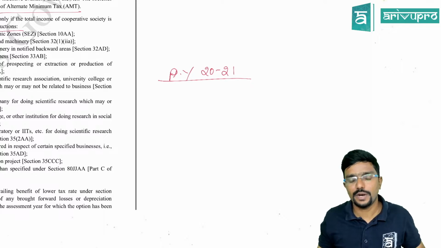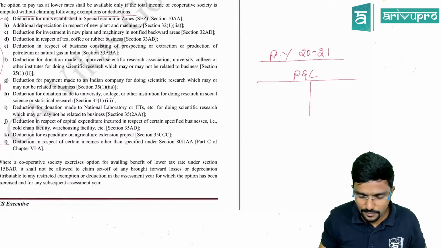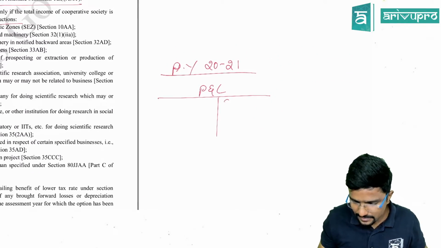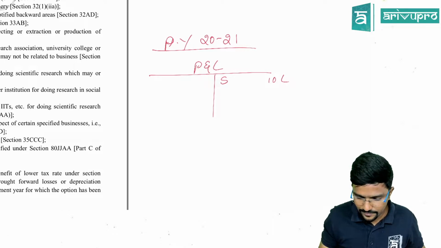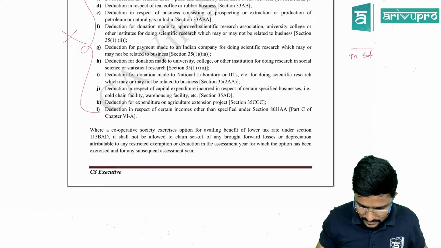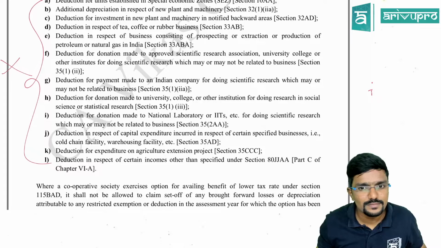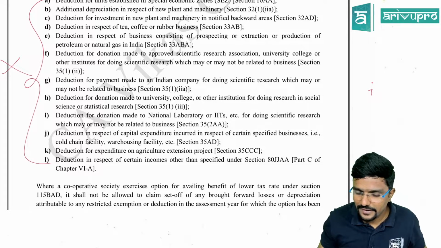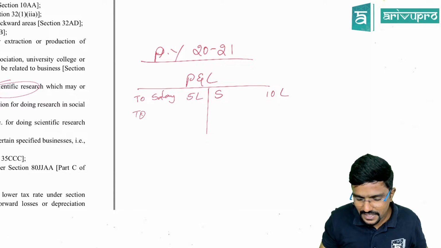In previous year 2021, you have business income, so you have prepared your P&L account. Just giving a rough P&L account: sales is 10 lakh, and you have claimed a deduction of salary, 5 lakh. Then some deduction I will take for scientific research. I will take this. So the scientific research deduction, what is this and all?